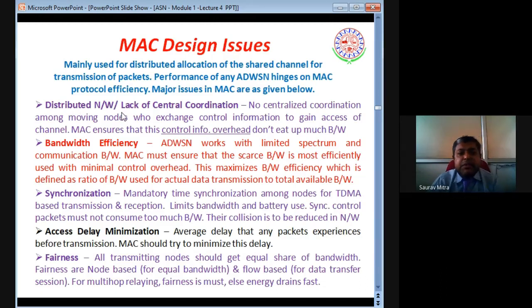First, it is a distributed network with a lack of central coordination. I have been telling you from the beginning that an ad hoc wireless network does not have any base station. As there is no base station, there is no principal in the college. So centralized control is not there in an ad hoc wireless sensor network. Hence, control of the flow of information and overhead. Overhead means that whenever you transmit data from one place to another, there is initially a request, an acknowledgement, and then a preamble. All these things have to be transmitted.